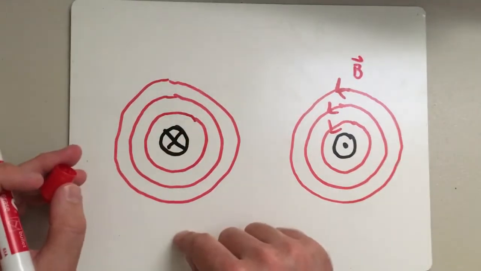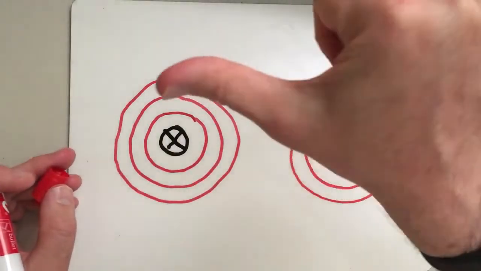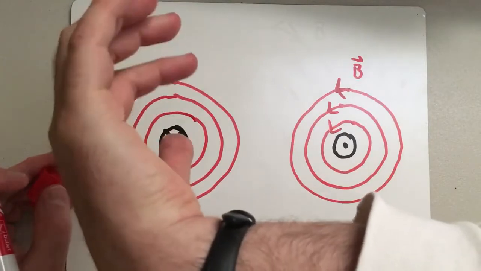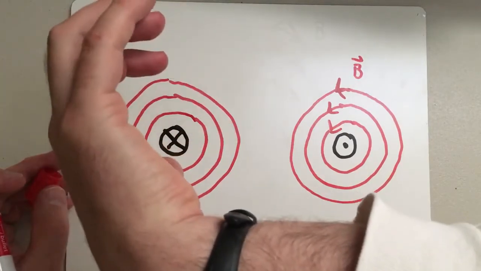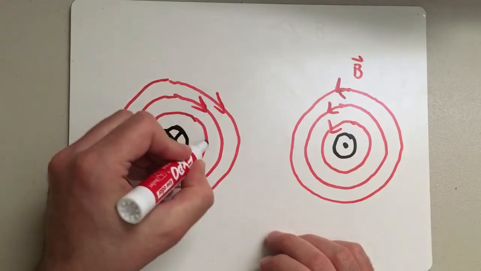And for the one on the left, it's going into the board, down. So I've got to take my thumb and turn it down, and now my fingers are curling clockwise. And so that means these loops are going clockwise.